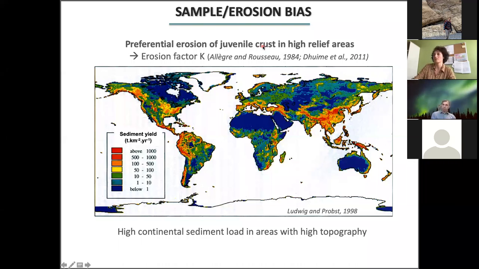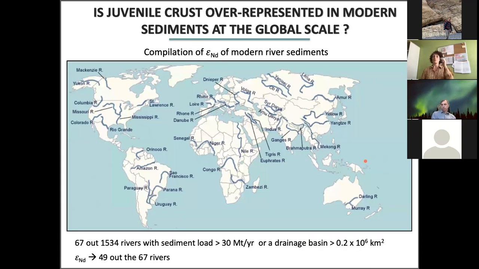So this concept has been tested by Bruno in a small river in Australia, but has never been really tested at the scale of the global sedimentary system. So what I wanted to do is check whether this could be an option, and if juvenile crust was indeed overrepresented in modern sediment at the global scale.